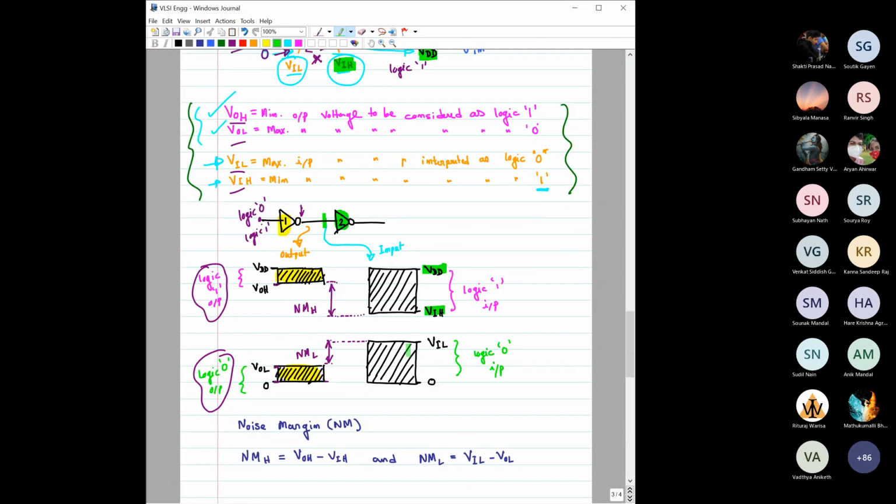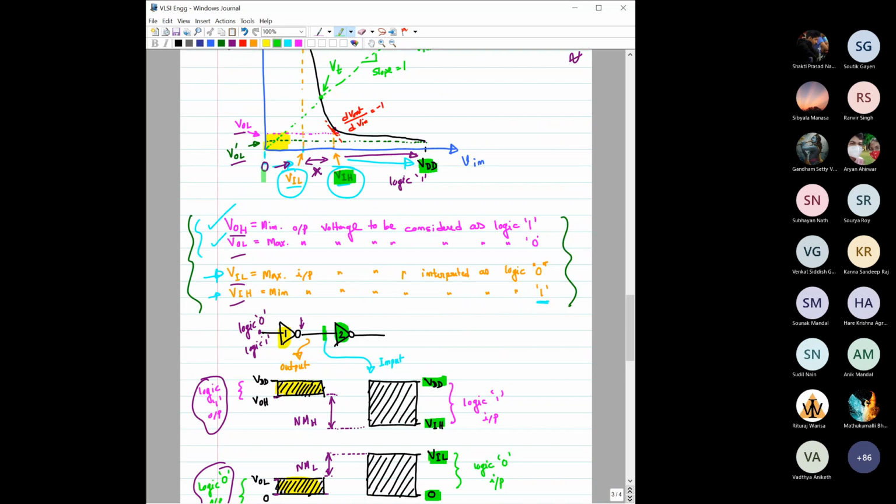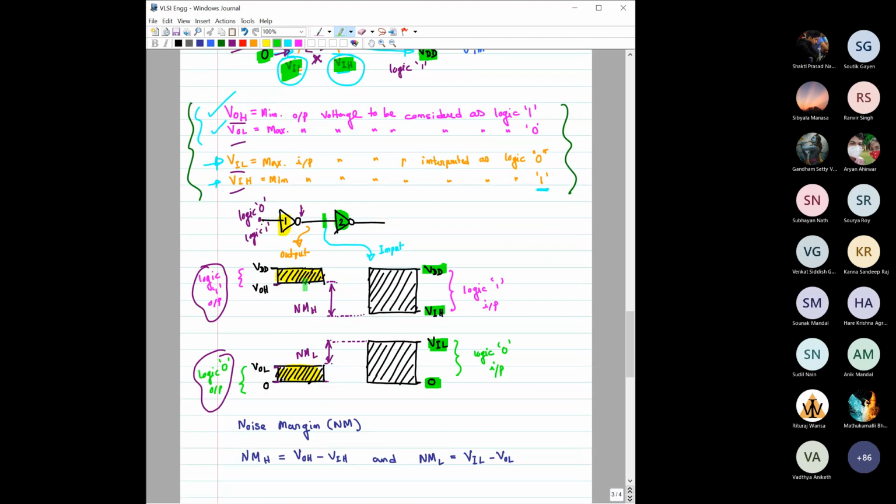So it is from VIH till VDD. Or if it is logic 0, then it can be from 0 to VIL. That is also what we have seen from here. If it is logic 0 for this input side, then it is from 0 to VIL. So we get a band of this input side like this. This is for logic 0, this is for logic 1 input.